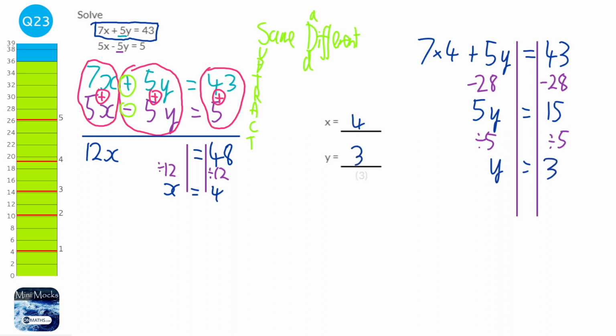Now we can check this answer by working out the second one. So we're going to do 5 times 4 minus 5 times 3, which is equal to 5.